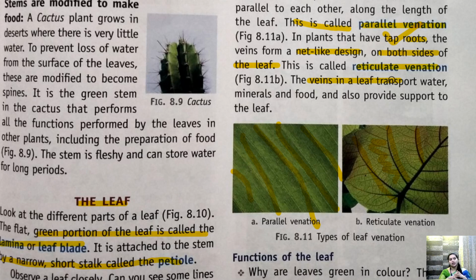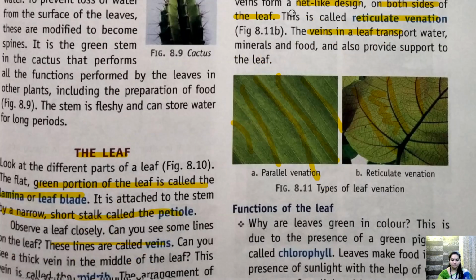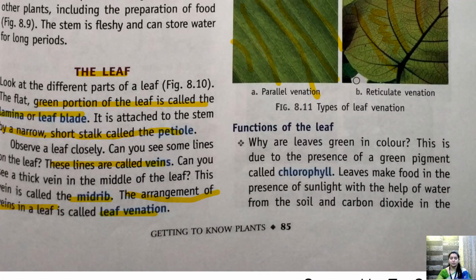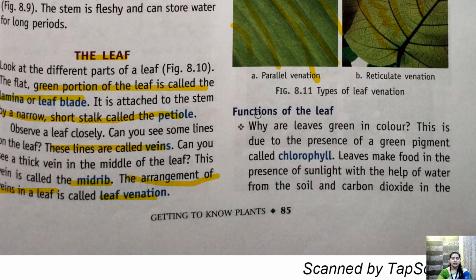So, veins are arranged in two ways, parallel venation and reticulate venation. Getting it? Now coming on to the very important topic of this chapter, that is functions of leaf. What are the functions of leaf?